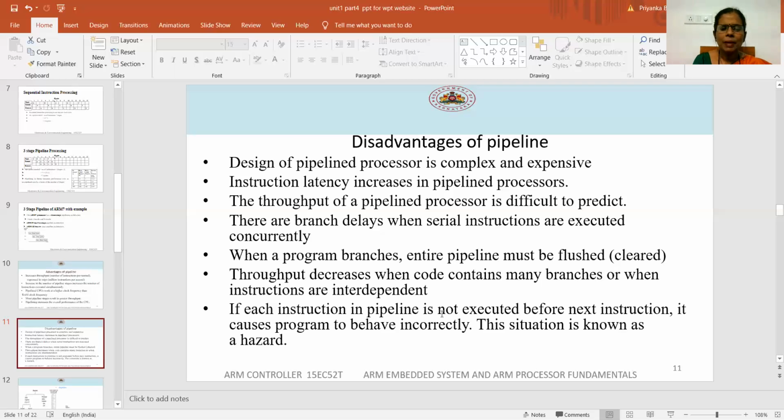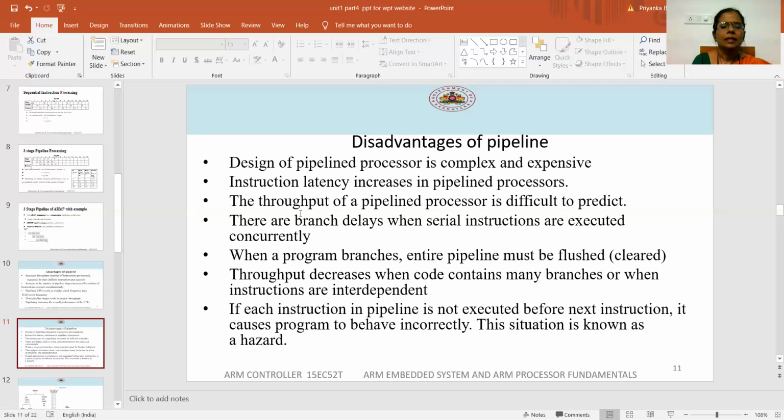If each instruction in the pipeline is not executed before the next instruction, it causes the program to behave incorrectly. So suppose a branch instruction arises, definitely it goes to some other location, then the program will behave incorrectly because the pipeline will not be filled, and again it has to be flushed or cleared. So this situation is called a hazard. Whenever the branch instruction comes for execution, the pipeline hazard occurs because it has to jump to some other location. Then the pipeline has to be cleared. So all this is called a pipeline hazard.